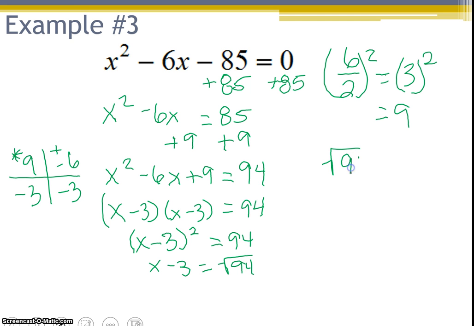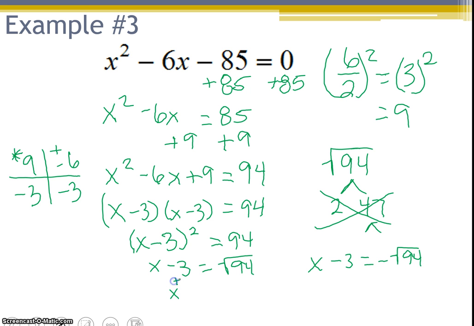The square root of 94, well, I know 2 goes into 94, but it's not a perfect square. So 2 and 47. 47 doesn't break anymore. And so the square root of 94 is actually simplified. So I can leave it like that. I've got x minus 3 equals the square root of 94, but I need x minus 3 equals negative square root of 94 as well. Then I add 3 to both sides, and I get x is equal to 3 plus the square root of 94. And when I add 3 the second time, I get x is equal to 3 minus the square root of 94.